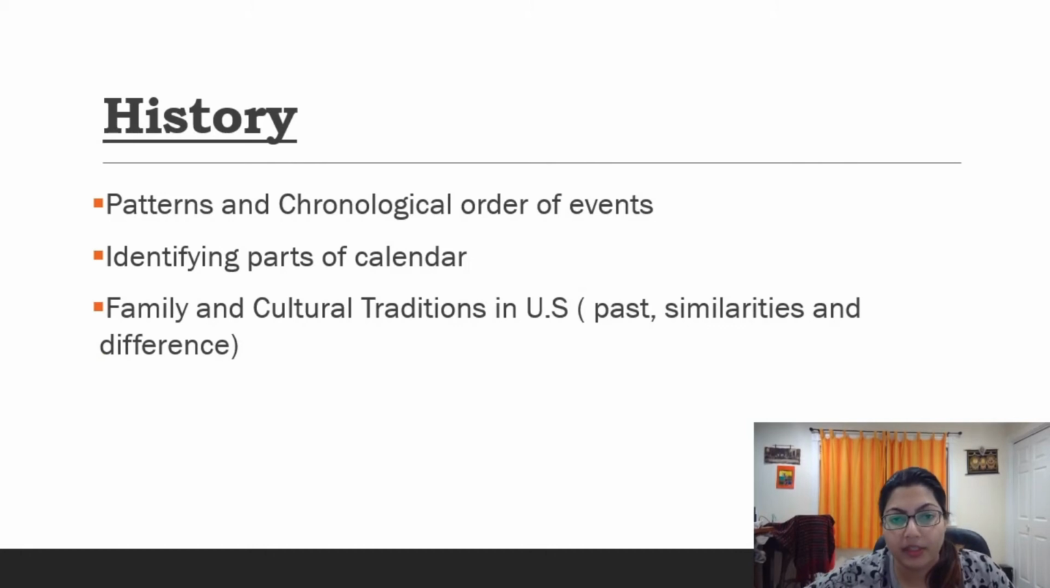And then we have family and cultural traditions in the US, past similarities and differences. Here we talk about how families in the past are different from now. So it's mostly now and then, cultural traditions, and family size and population in the US.